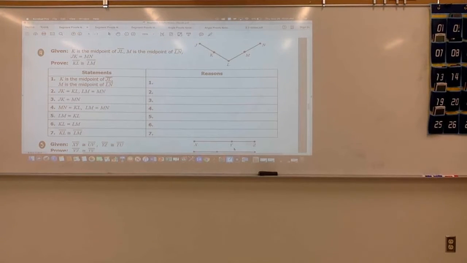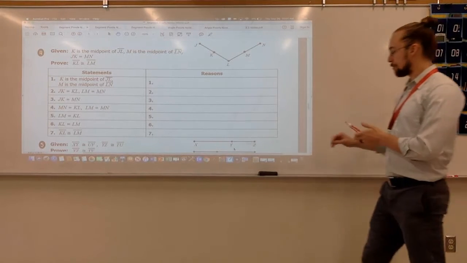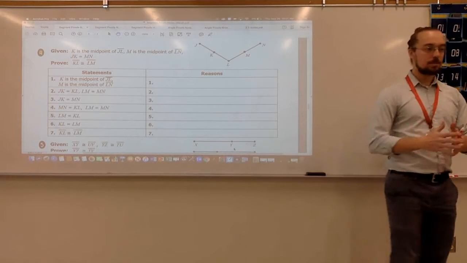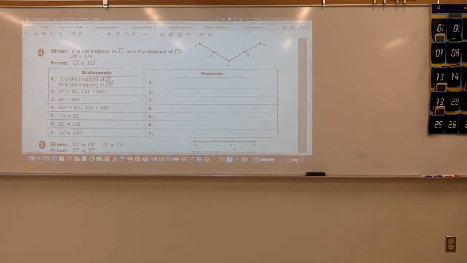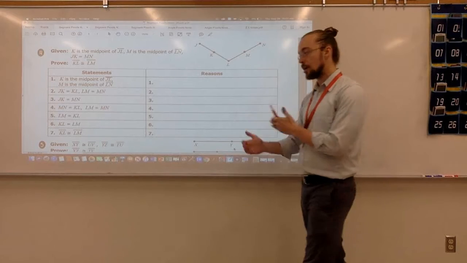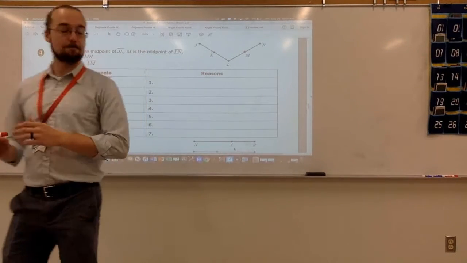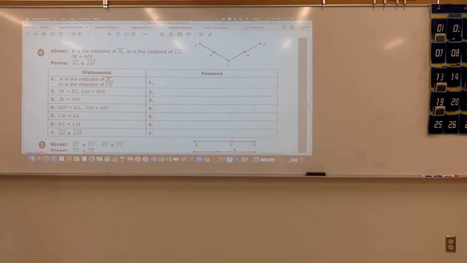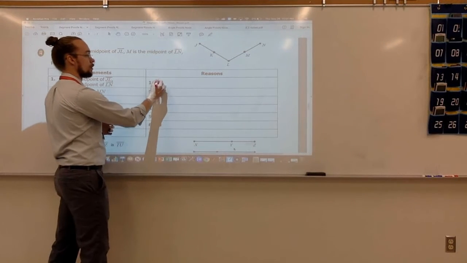All right, let's take a look at number 4 together. As I was walking around, it seemed like most of you were starting to get these down. Okay, still a couple mistakes here and there, but this is brand new, right? So I definitely don't expect you to get it the first day. Right? We're going to do plenty of practice on this proof stuff. All right. So as long as we just get a little bit better every day.